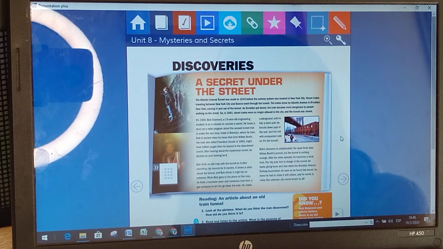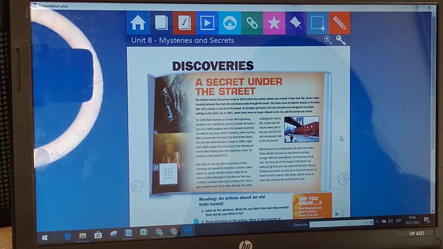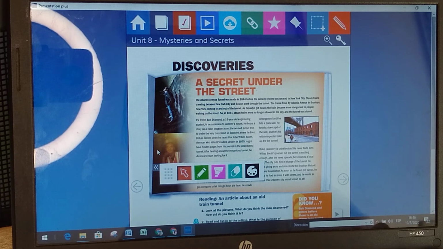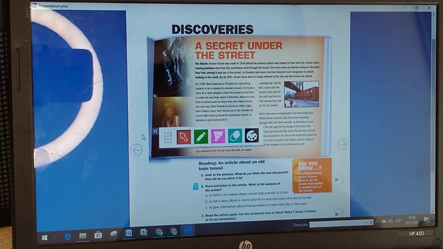So what we are going to do is to write an article about a topic given in the forum. Please follow the same format given in the example of A Secret Under the Street. All right? I'm going to ask you to read it and also to follow it, because we've got the audio of this reading. And it is here, somewhere here. Yes, it's there.